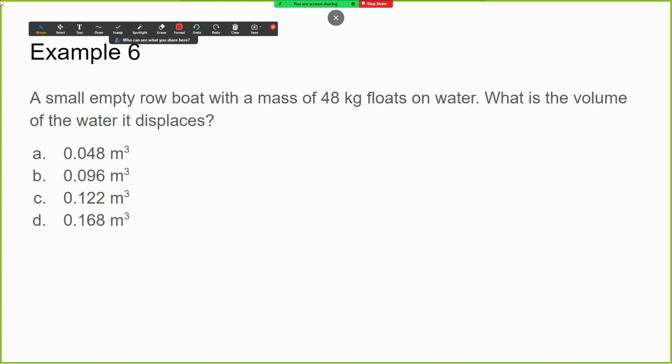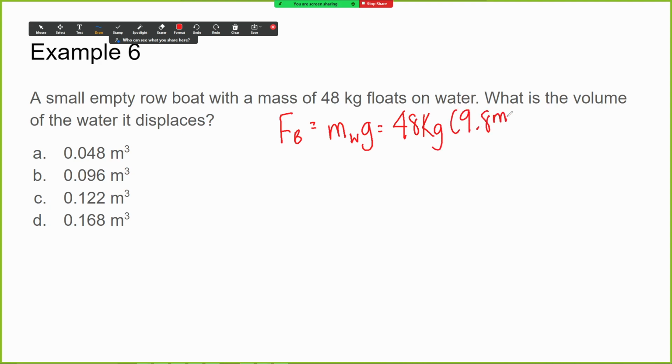A small empty rowboat with a mass of 48 kilograms floats on water. What is the volume of the water that it displaces? So this is a bit different from what we've done. Same idea, but now we're actually solving for volume. So I know that I can figure out buoyant force because I have this mass. So buoyant force is equal to the weight of the fluid. So that's the mass of the water in this case times g. So 48 kilograms times 9.8 meters per second squared. So this is 470.4 newtons, and we will use that. We'll come back to that.